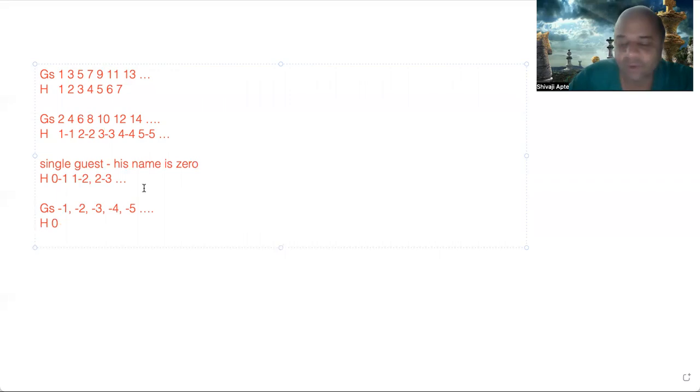So 0 will go into room number 2 times 0 plus 1, which is 1. He goes back into it. 1 will go into 2 times 1 plus 1, which is 3. 1 will go into room number 3. 2 will go into room number 5, right? 3 will go into room number 7. 2 times 3 plus 1. 3 goes into 7. Okay.